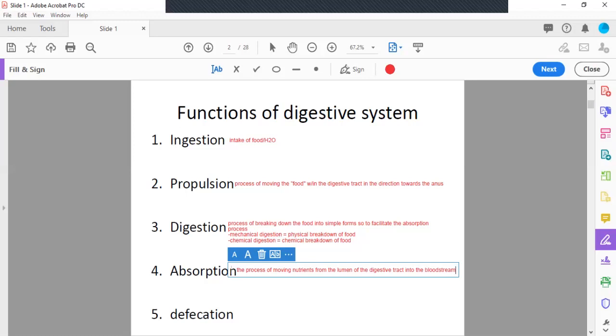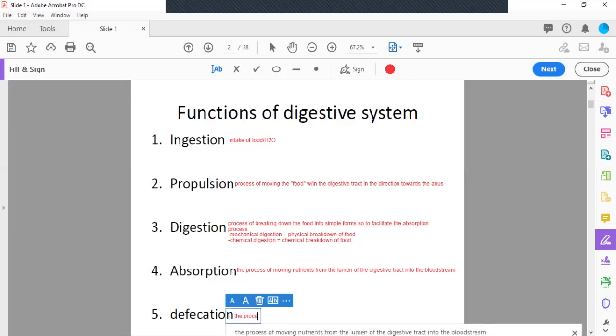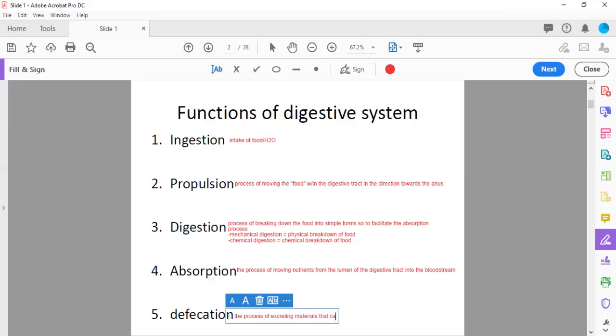So keep in mind, absorption just means the uptake of nutrients, which means that you're moving nutrients from one location, in this case the lumen of the digestive tract, to another location, in this case the bloodstream. And defecation is defined as the process of excreting materials that cannot be absorbed.